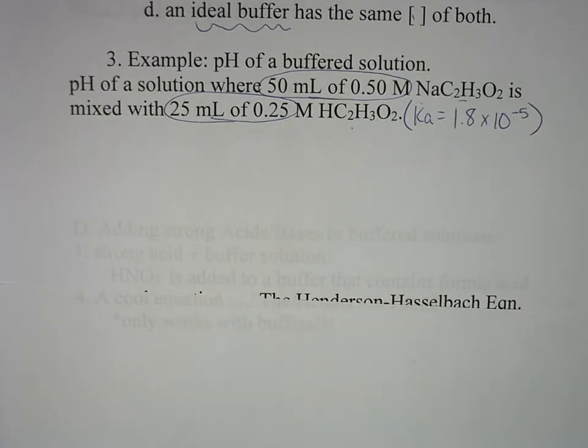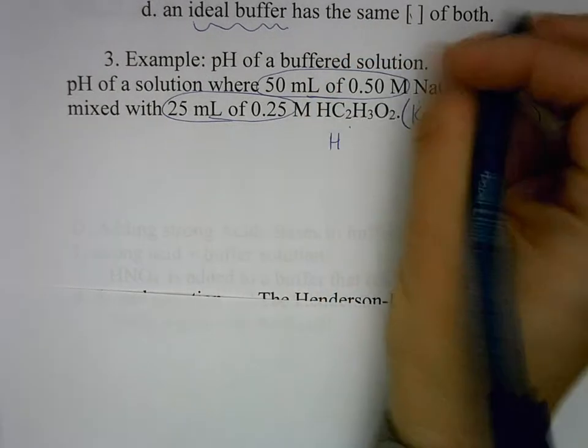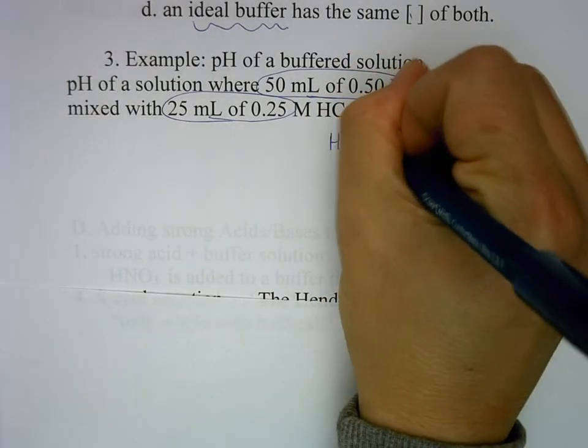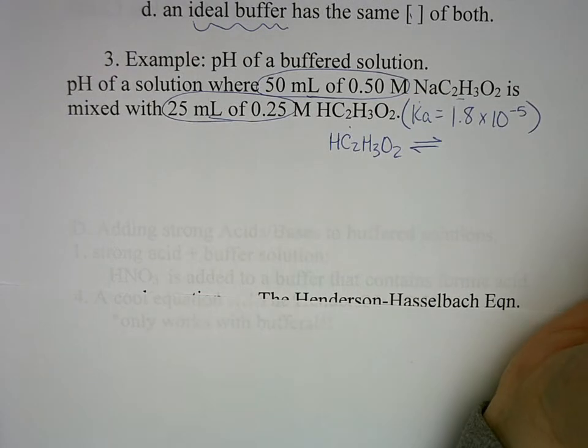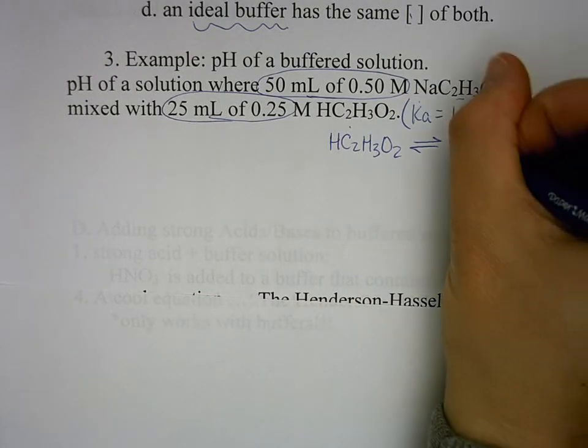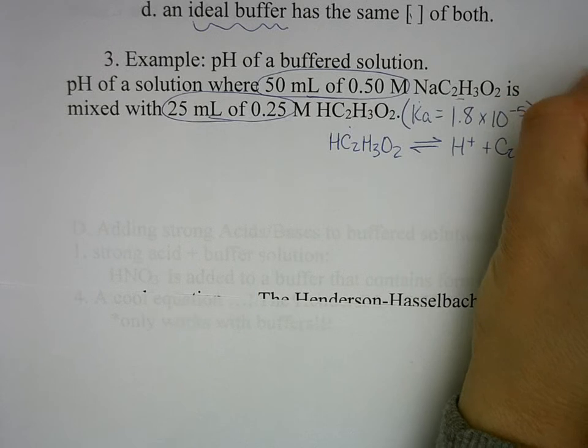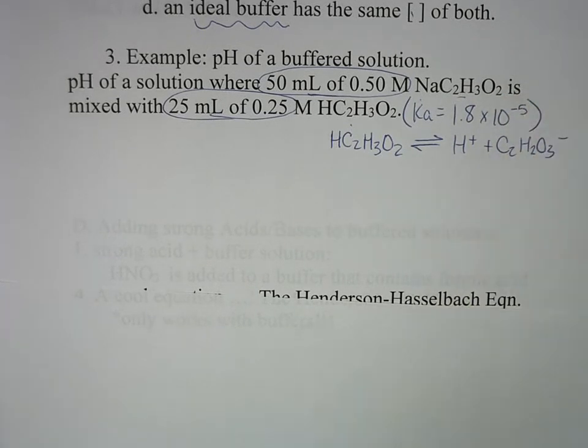Now, a couple things. Really, we're going to do it the long way first, and then I'm going to show you the shortcut way. But I want you to see why this works the way it does. It's basically an ice table problem, okay? Whenever you're dealing with buffers, the equation that you write the ice table for is the weak acid ionization. So acetic acid, hydrogen ions, acetate ions, and then I'm going to have starting concentrations of both, and you'll solve for X and figure out the pH and do all that.